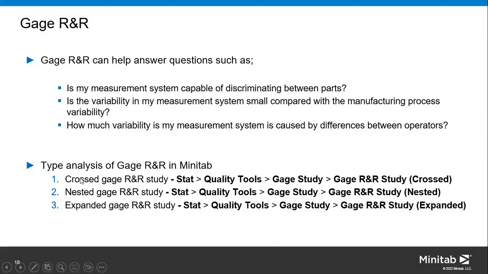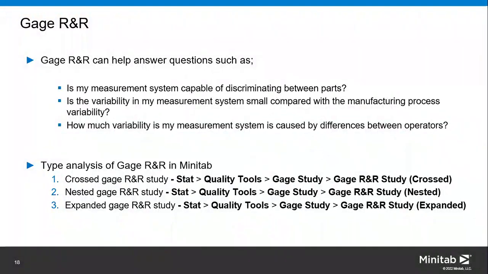And then for the types of gauge analysis, we have 3. Just now I mentioned we have crossed, nested, and expanded. But today I just focus on the crossed example. The crossed is used when the same operators measure the same parts. But if the operators cannot measure the same parts, every operator does not measure the same part, then you need to go for the nested.